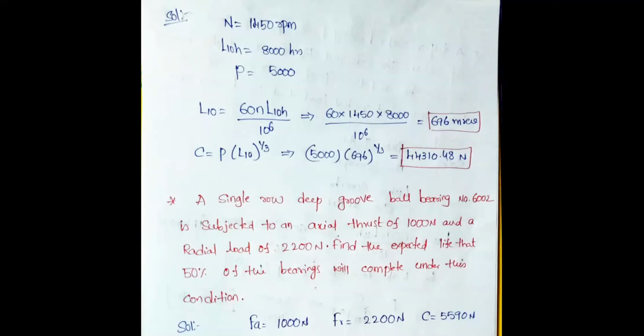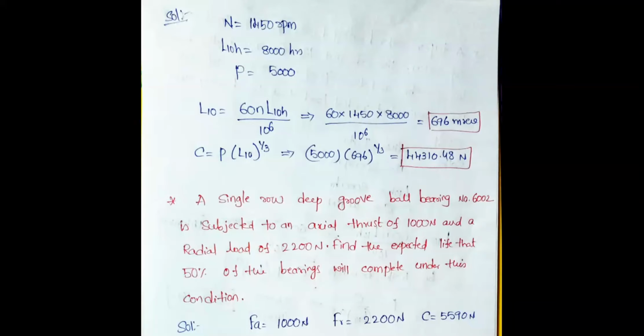Subjected to an axial load of 1000 newtons and a radial load of 2200 newtons. Find the expected life that 50% of the bearings will complete under this condition. Please underline this 50%. In the above two cases, I considered 90% of the bearings. Here it is 50% of the bearings. Please underline this one.